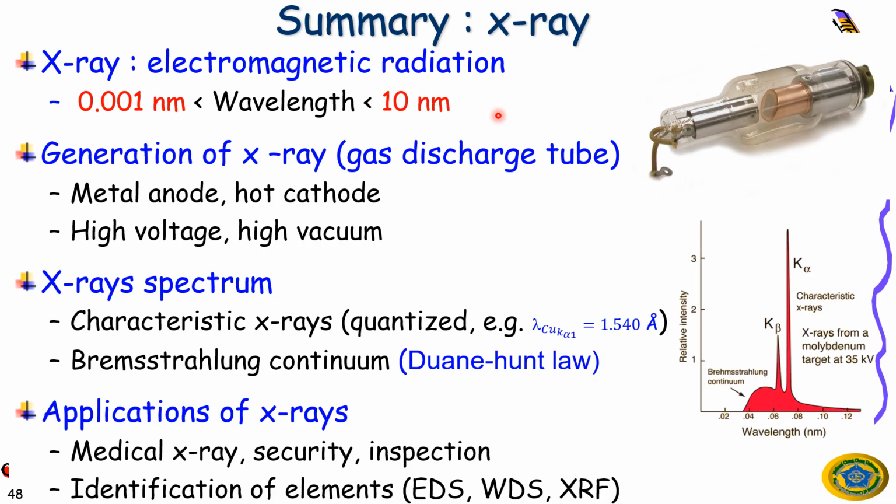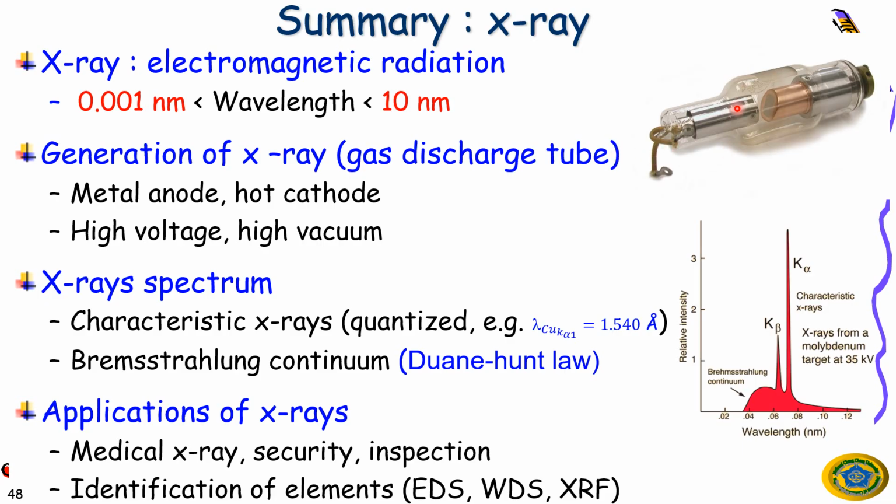X-ray also is regarded as electromagnetic radiation, right? It belongs to electromagnetic radiation. So how are we going to generate X-ray? In the old time it was done by a gas discharge tube. You already learned what is gas discharge tube.